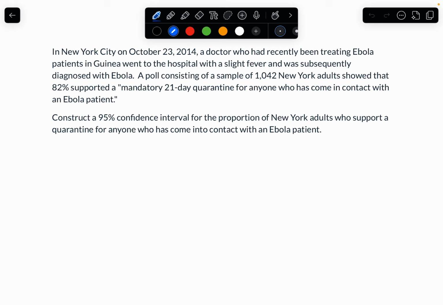A poll consisting of a sample of 1,042 New York adults showed that 82% supported a mandatory 21-day quarantine for anyone who has come into contact with an Ebola patient. We would like to construct a 95% confidence interval for the proportion of New York adults who support a quarantine for anyone that has come into contact with an Ebola patient. So I'm going to work through this problem. I'm going to try and build myself a confidence interval.